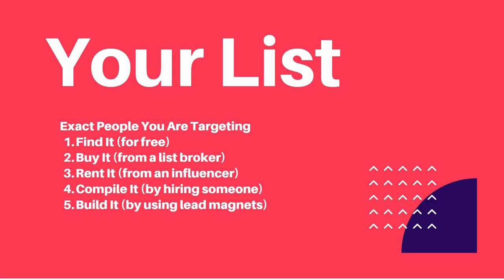2. You can buy a list from a list broker or some other supplier. 3. You can rent a list, for example, by working with an influencer and having him or her deliver your content to their followers. 4. You can compile a list, for example, by hiring someone on Craigslist to collect data from different sources. 5. And lastly, you can build a list from scratch by using a lead magnet.